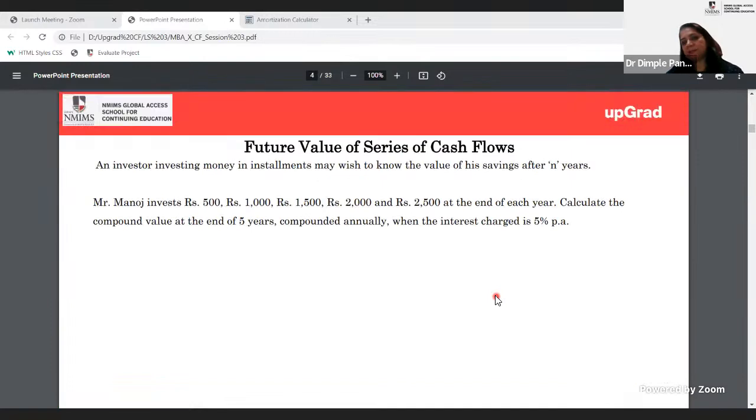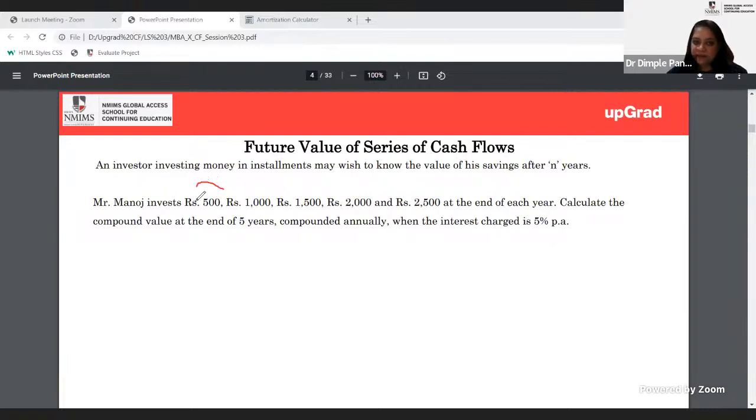Now let's look at this example, where I'm not looking at a simple future value. Last time we saw that if somebody had made an investment of one lump sum amount, how much will that lump sum amount become after 10 years or 15 years, right? Now let's look at this case. Manoj is investing 500, 1,000, 1,500, 2,000, and 2,500 at the end of each year. We want to know what will be the value we will get at the end of 5 years, compounded annually, if the rate of interest is 5% per annum.